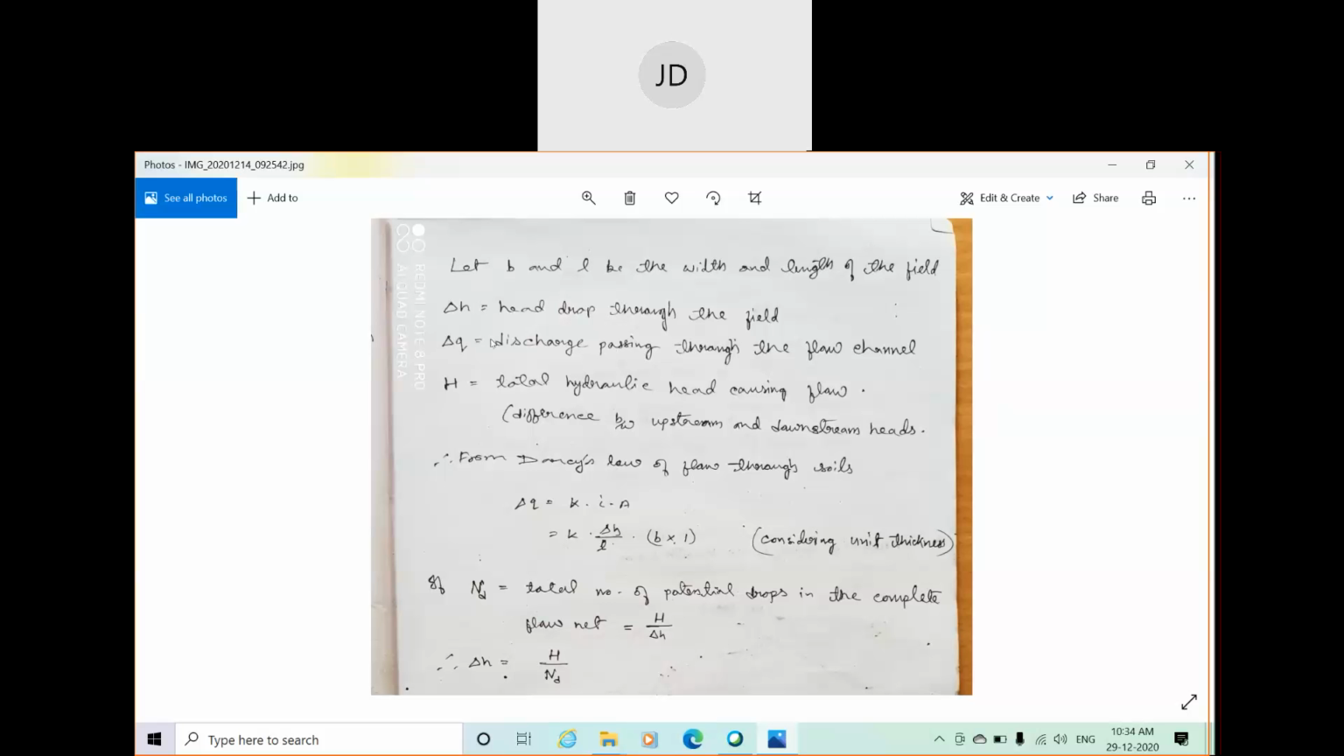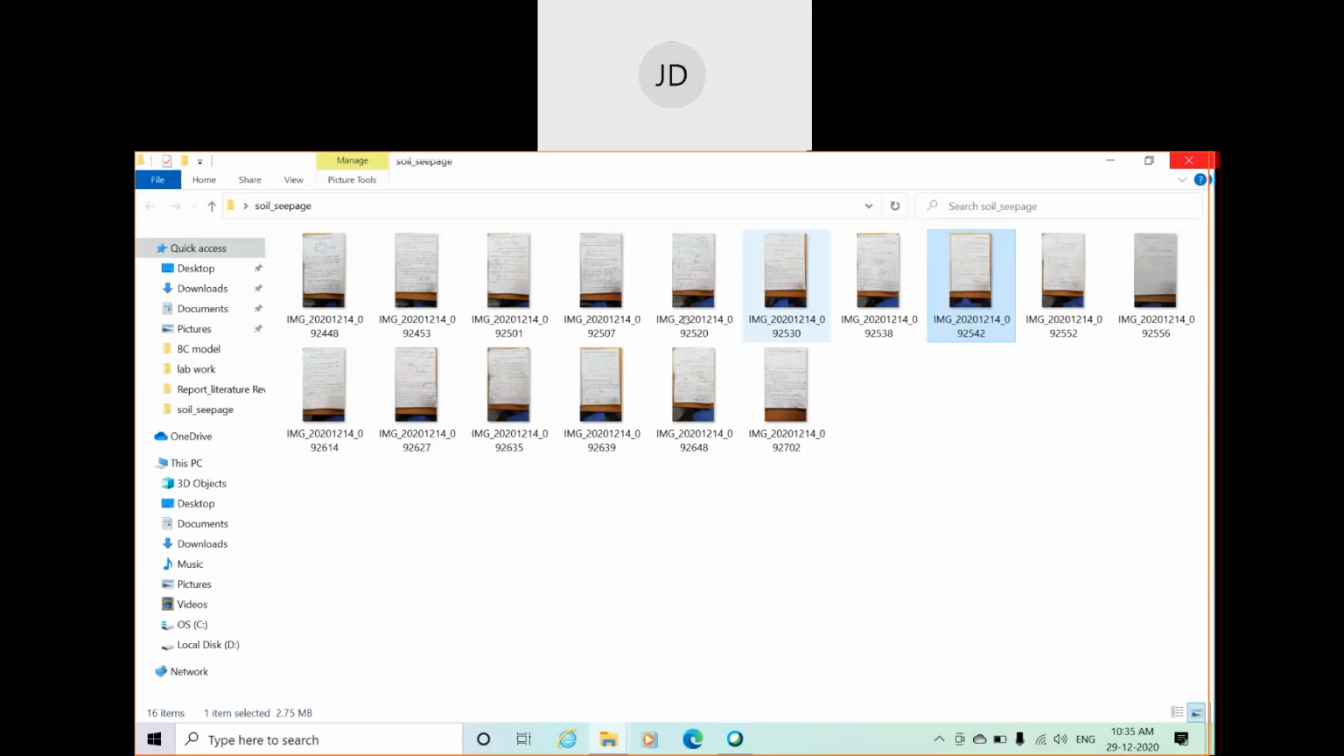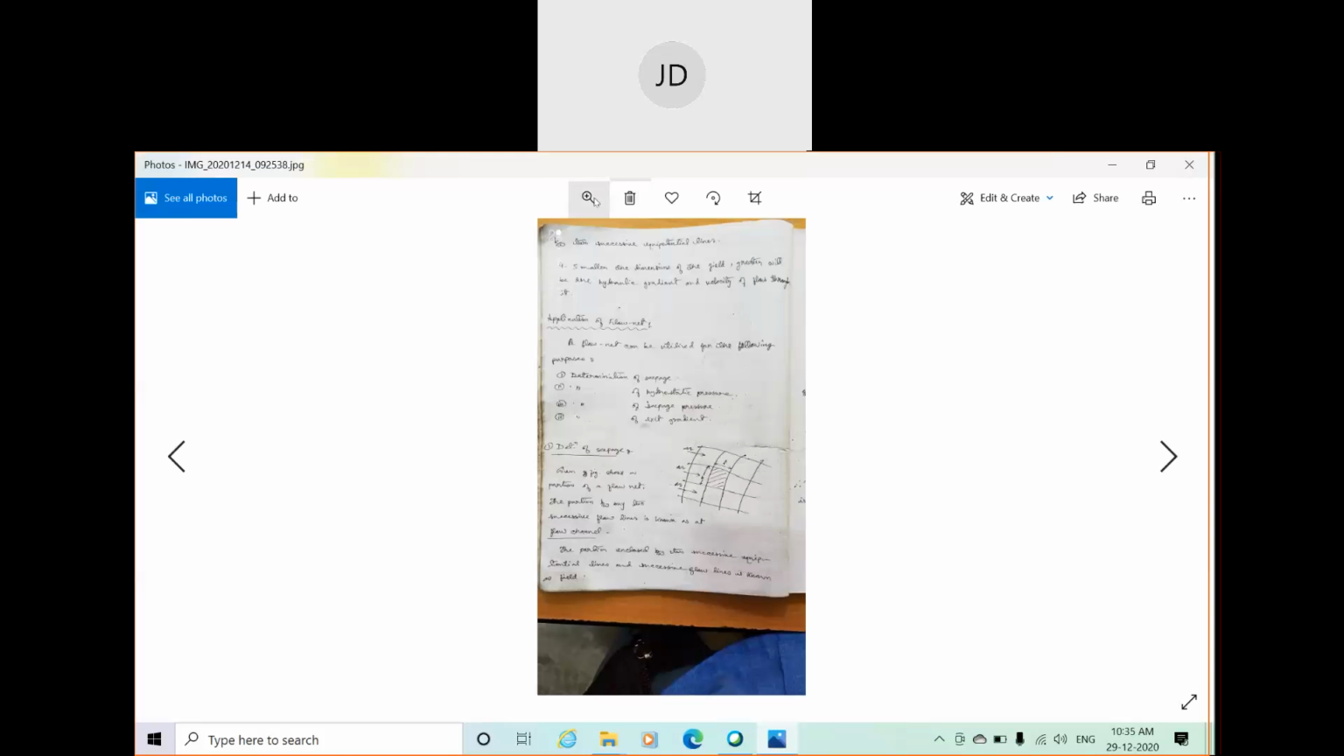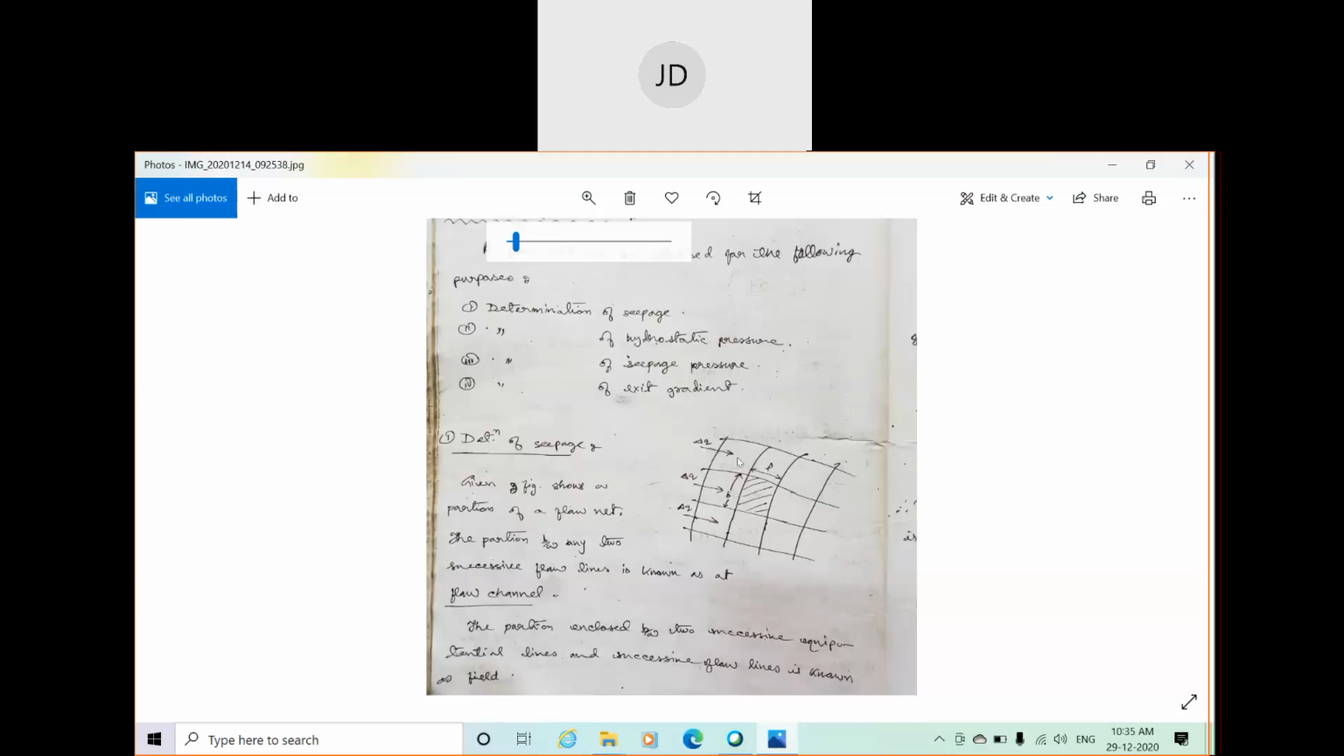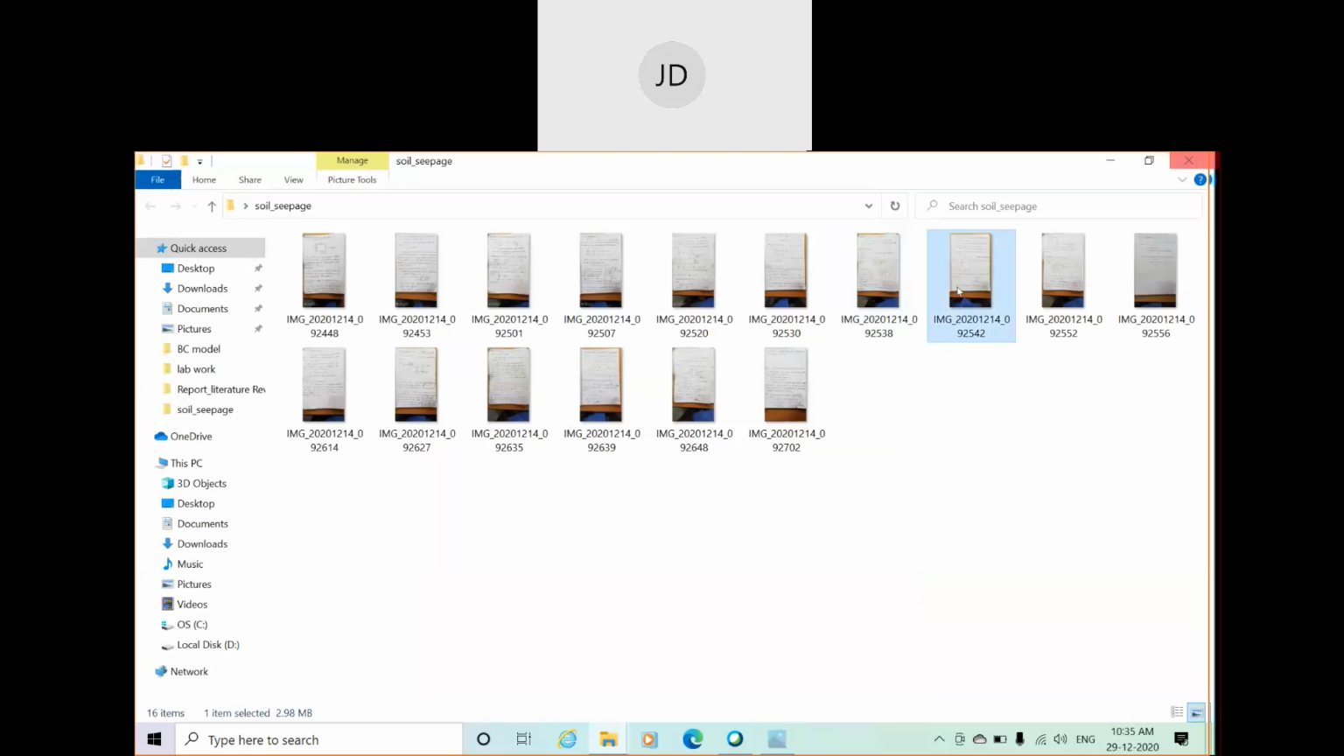If I go again to the previous drawing, you can see these are all fields, and it is assumed that on each field the potential drop is delta H. That means here also delta H, here also delta H, here also delta H. So it will go like this, equipotential.